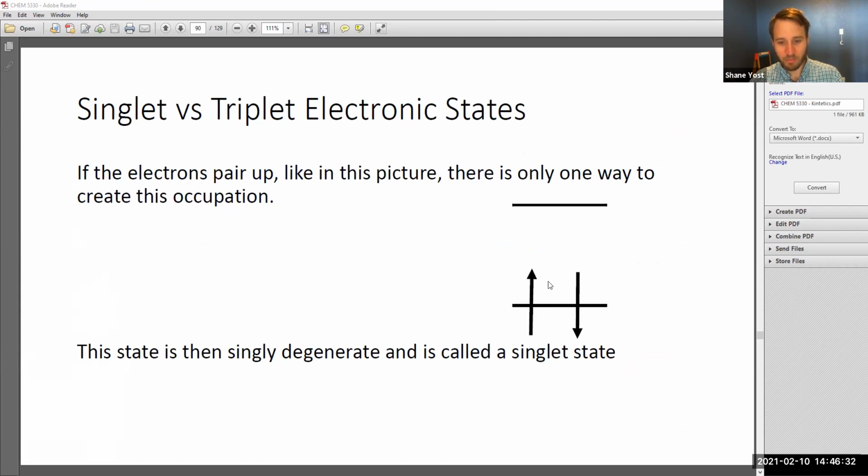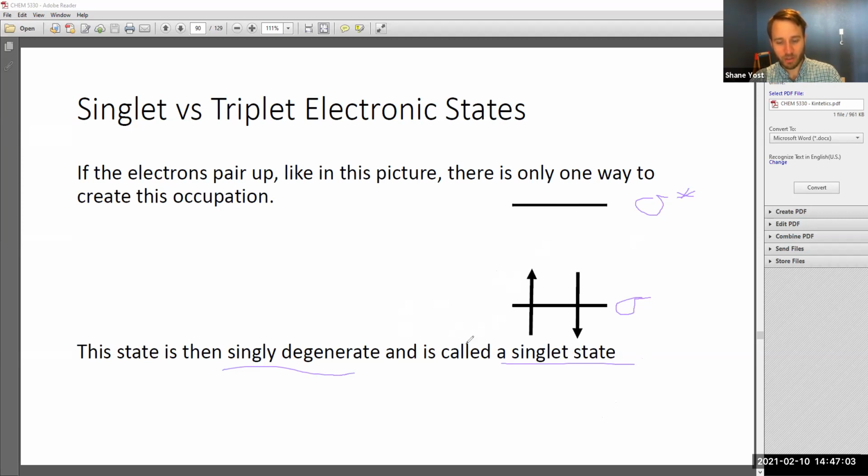This would be like for the hydrogen molecule. This is my sigma bonding orbital and my sigma antibonding orbital energies. That's what these energies represent, sigma and sigma star, for the hydrogen molecule. There's only one way I can put my electrons together in the same orbital with opposite spin. So this has one way of doing it, so it's singly degenerate, and it's called a singlet state.